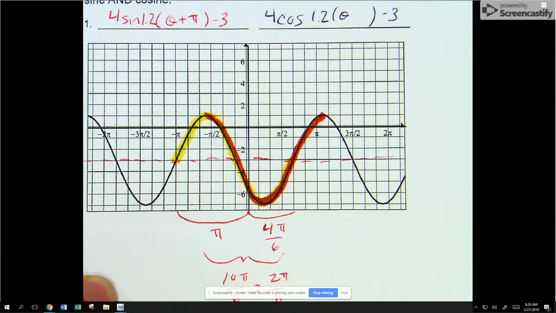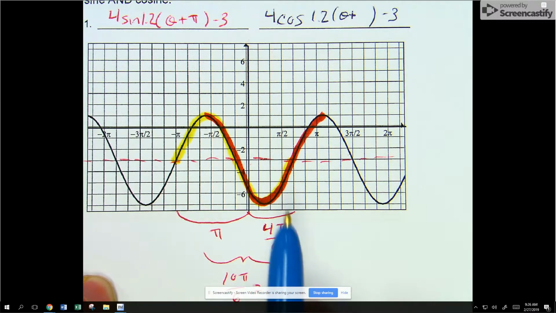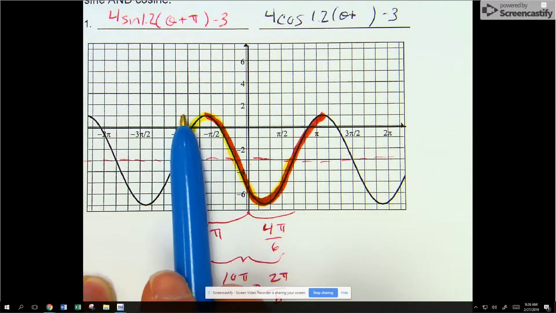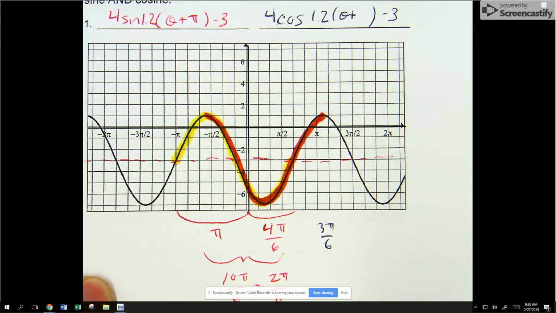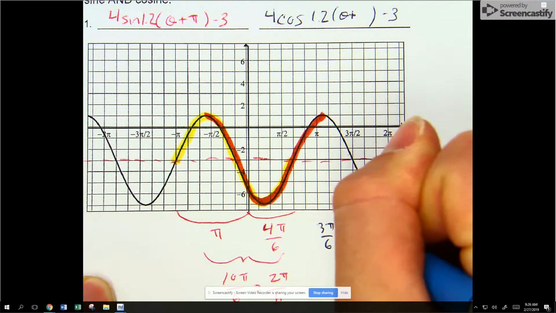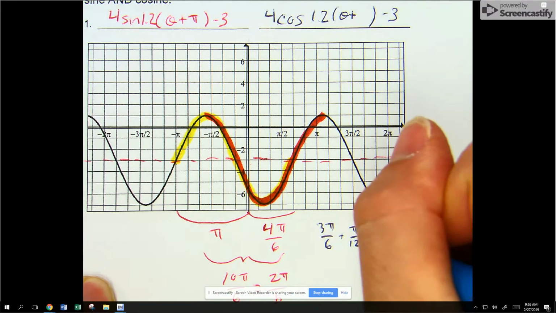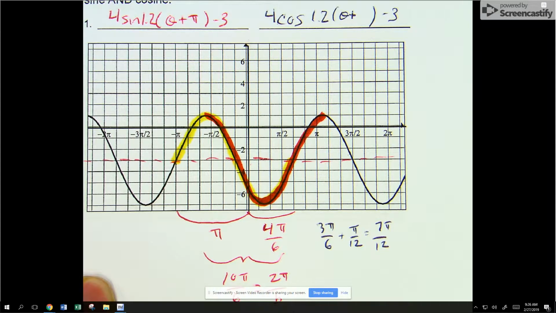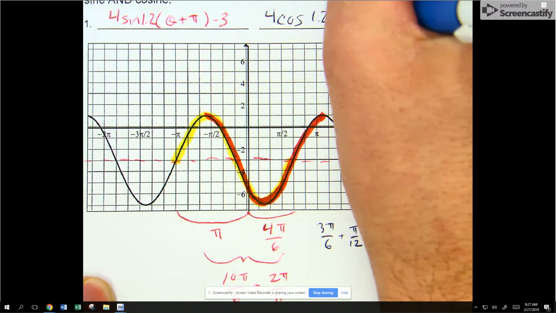Did I go left or right? I went left. So because I went left, I need a plus sign. And now we got to figure out how far left did I go. I went 3 full boxes and a half of a box. So 3 full boxes is 3 pi over 6. Half of the box is pi over 12. So 3 pi over 6 plus pi over 12 is 7 pi over 12. So my shift is to the left, 7 pi over 12. So I have a plus 7 pi over 12.